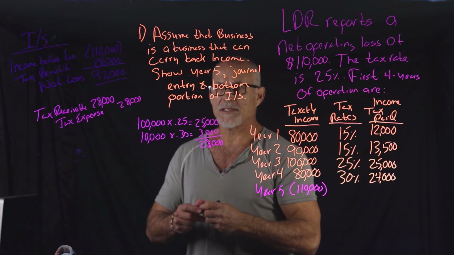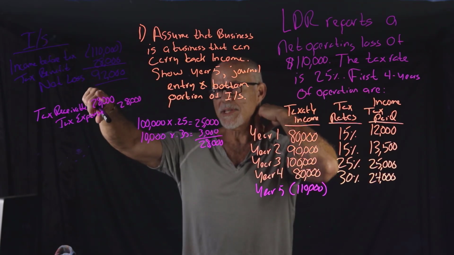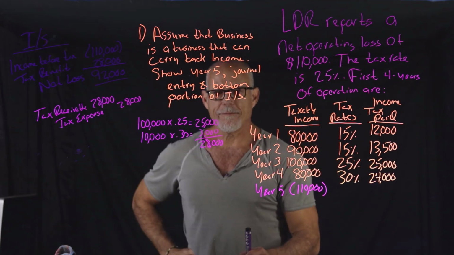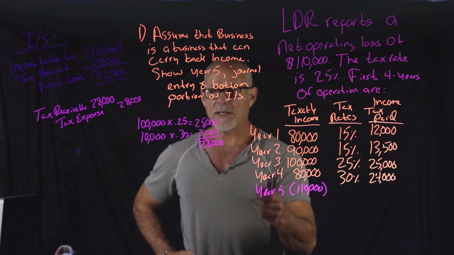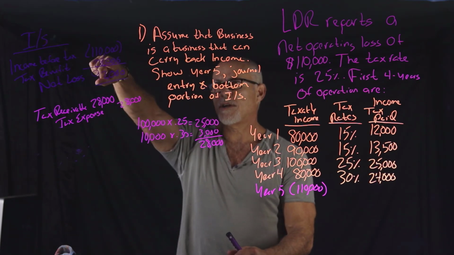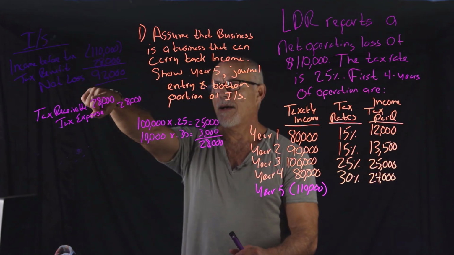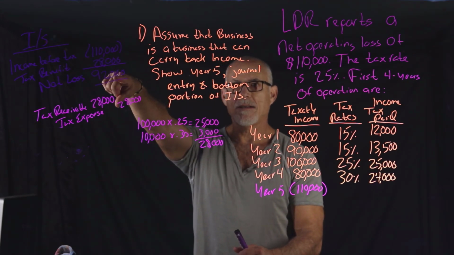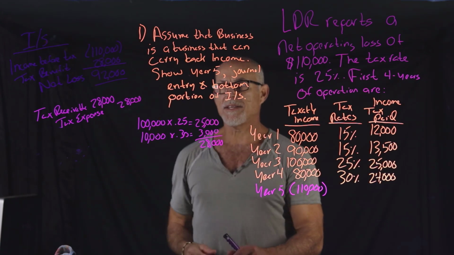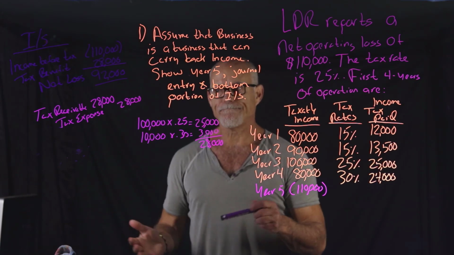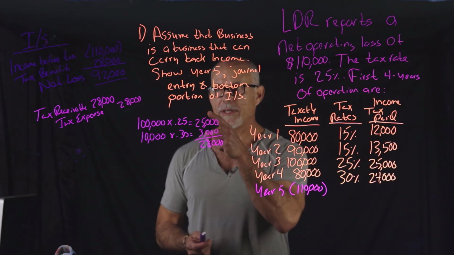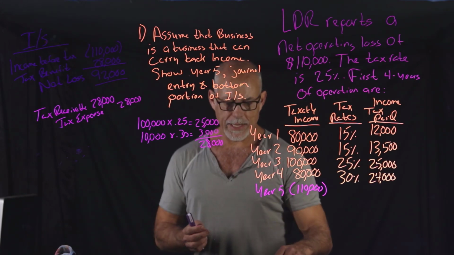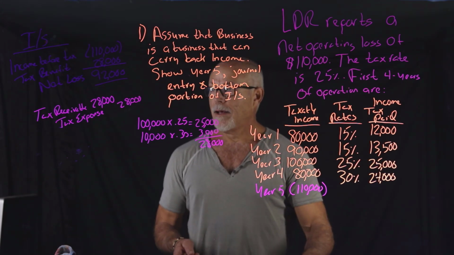All right, and what we would see at the bottom portion of this income statement is, okay, let's take a look at this last part, which is what would the income statement look like in this question for year 5. They lost 110, and so that's our starting point, 110. We determined that our tax benefit is 28,000, and that's going to give us a net loss of 92. There's the journal entry and the ending of that, or that income statement. All right, that'll do it.